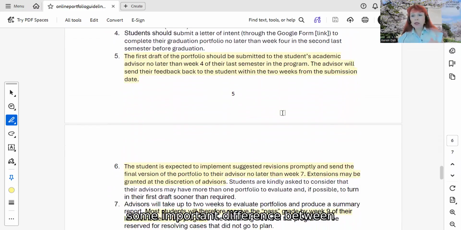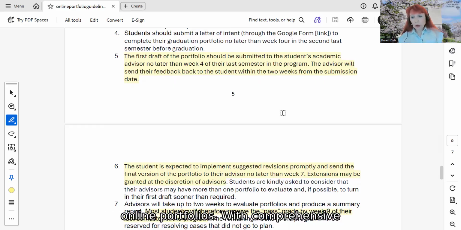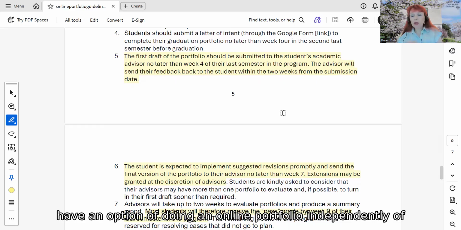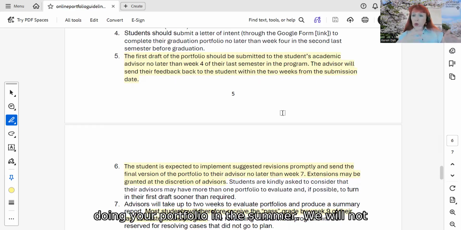And I'd like to highlight some important differences between comprehensive exams, if they are relevant to you, and online portfolios. With comprehensive exams, you could take them in the same semester as other courses, or you can take them separately once all the coursework is completed. That's not the case with online portfolios. You do not have an option of doing an online portfolio independently of your courses. You must complete your portfolio in the last semester in the program as you're taking your courses. You don't have an option of completing your courses, let's say, in a spring semester and then doing your portfolio in the summer. We will not allow for this.